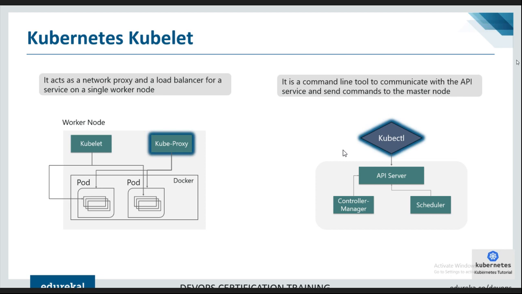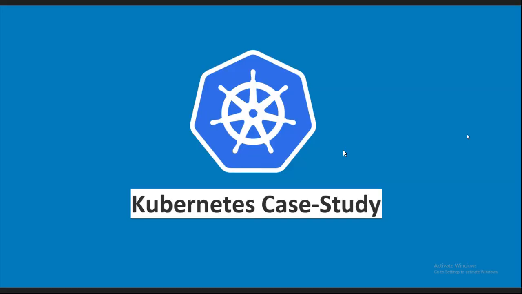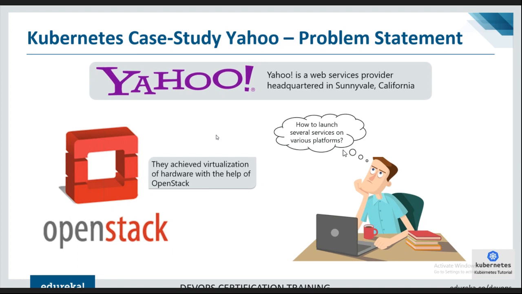And to understand where exactly Kubernetes is used, we can look at a simple problem statement, just like we have for Yahoo, right? So Yahoo is simply a service provider headquartered in Sunnyvale, California. Suppose the problem statement is how to launch several services on various platforms, right? And basically Yahoo achieved virtualization of hardware with the help of OpenStack, OpenStack being a platform, right?